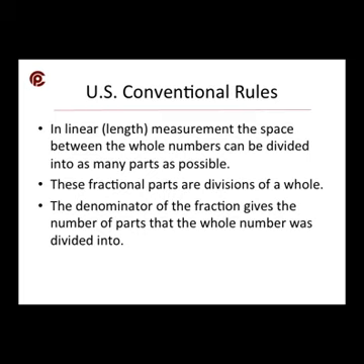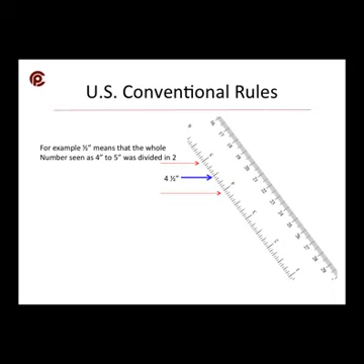Start with the U.S. conventional rules. In other words, in linear measurements, or length, the space between the whole numbers can be divided into as many parts as possible. These fractional parts are a division of that whole number. The denominator of the fraction gives the number of parts the whole number was divided into. An example of this is the ruler.